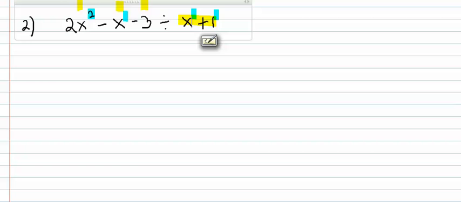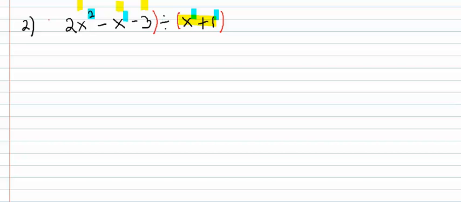Now I'm going to divide them. So to do a trinomial divided by a binomial, and these are terms, I'm going to put parentheses around them. I'm going to put them in long division form. So I'm going to put the x plus 1 on the outside of my house, my division bar, and inside is 2x squared minus x minus 3.